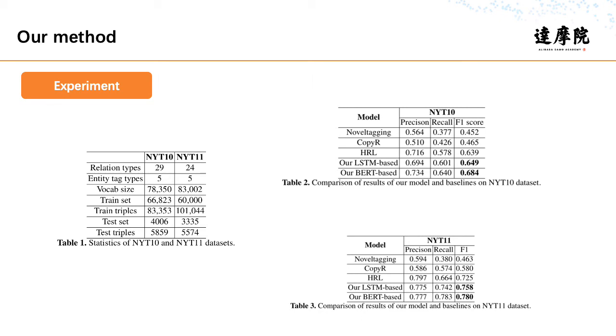It is noticeable that our LSTM-based model outperforms other methods in F1 score and achieves 1.6% and 4.6% improvement over the state-of-the-art HRL. After introducing BERT, our model has been further improved and exceeds HRL 7.0%, 7.6% on two datasets, respectively.